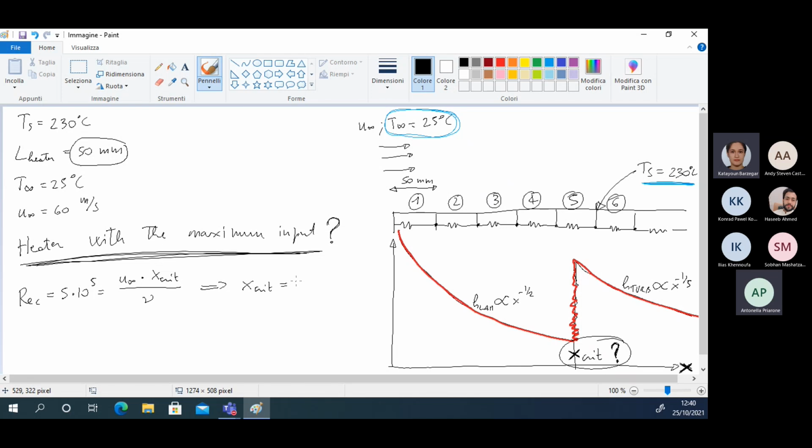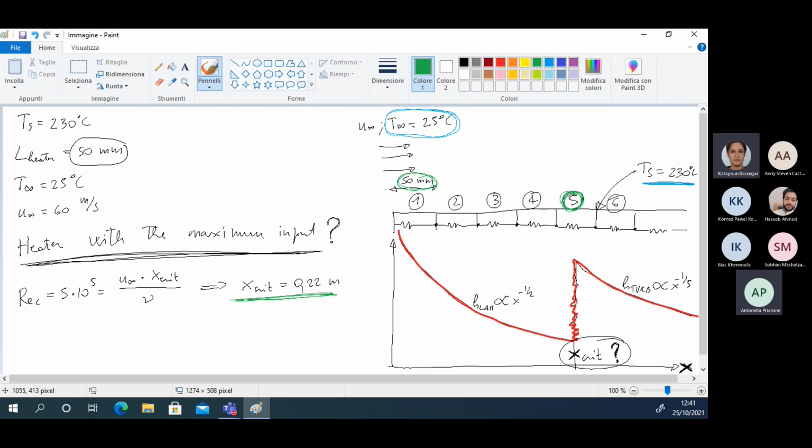I solve for x critical, and for this case I obtain that x critical is equal to 0.23 meters. This is the x critical value for my case. Where is x critical? If each heater has length 50 millimeters, it means that for this critical value the transition will be in the middle of heater number 5, as I represented here.